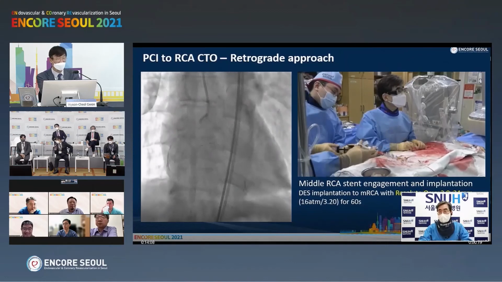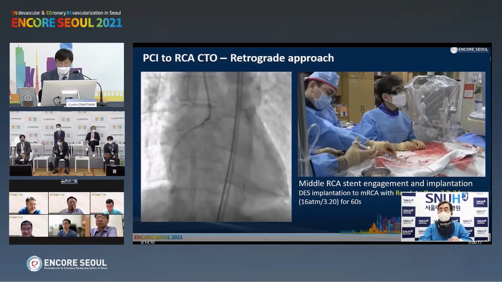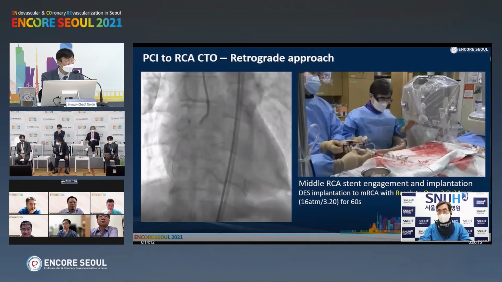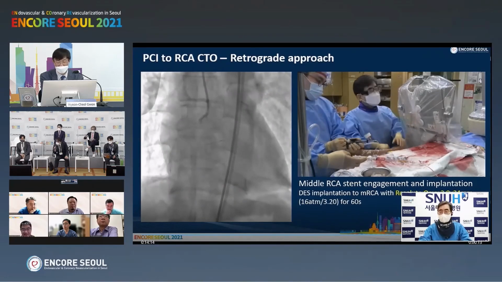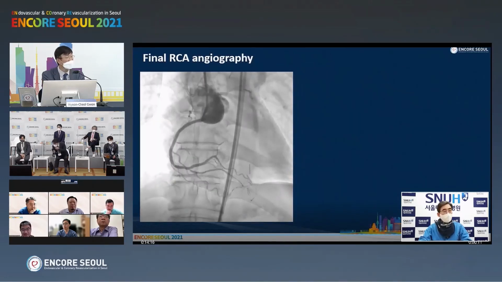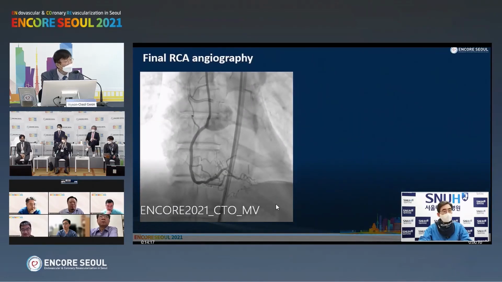IVUS is very useful in selected cases, right, but like most CTO physicians routinely use IVUS. Dr. Kim, it costs a lot of money. Dr. Kim, I have one question.